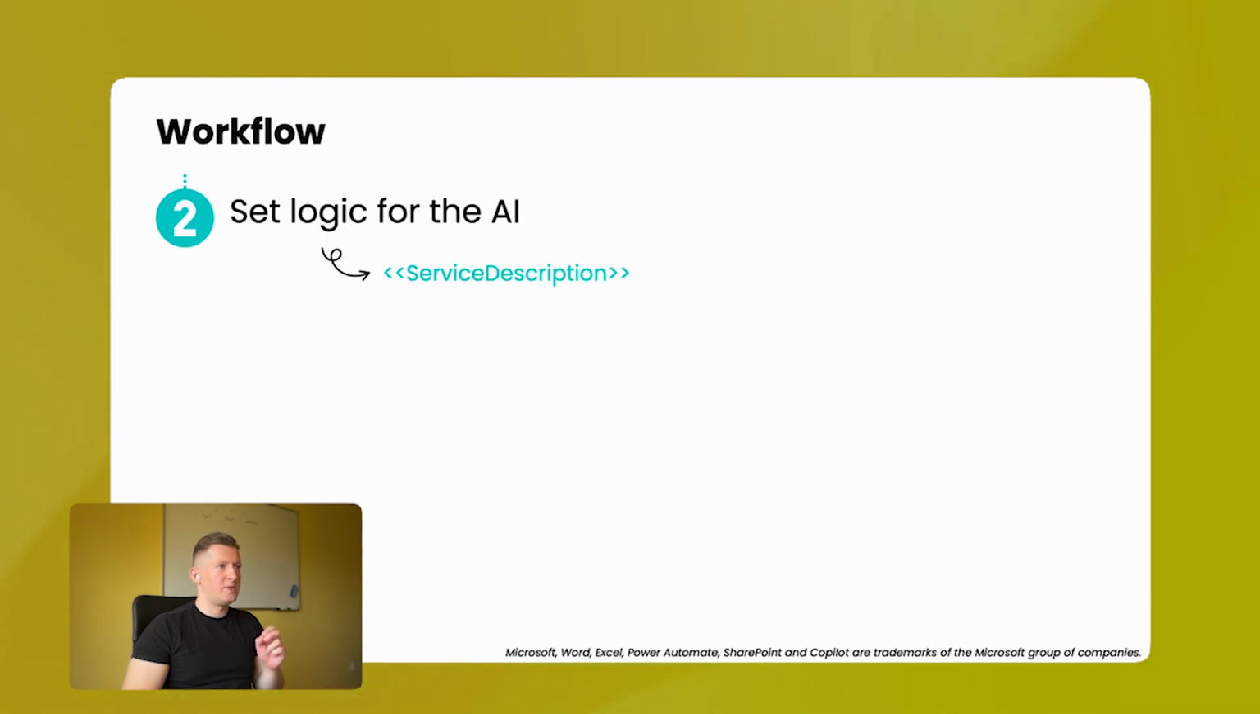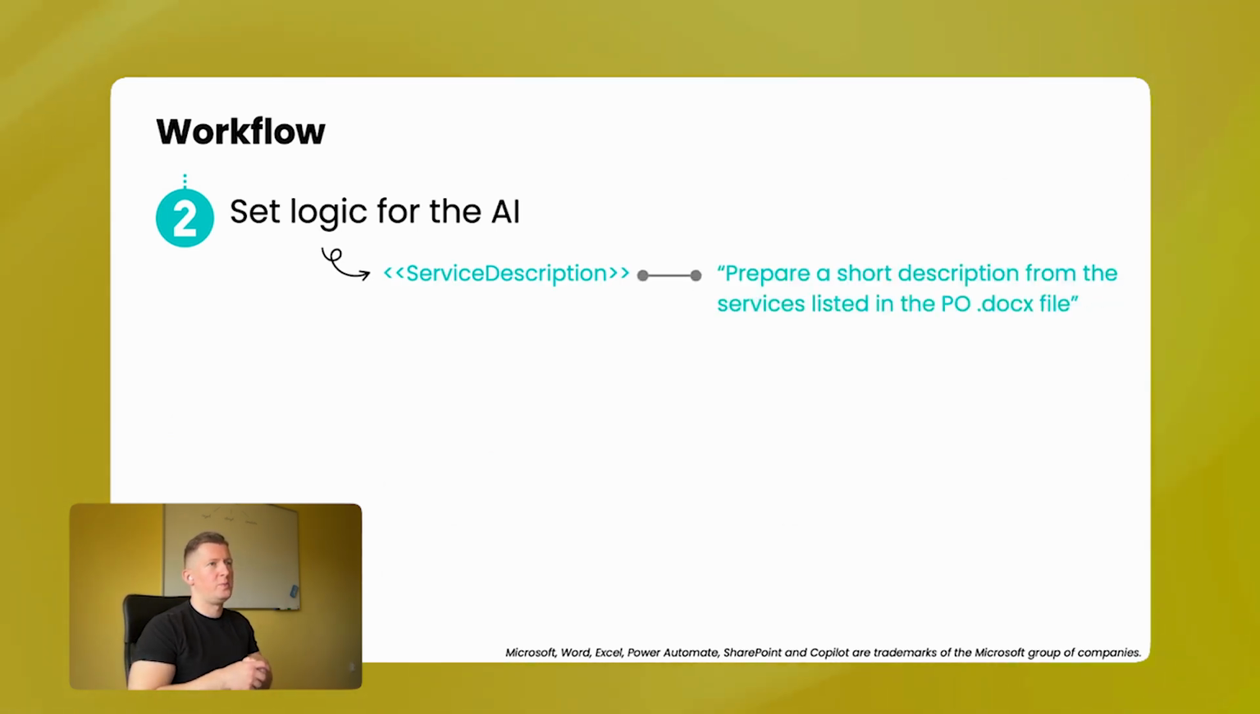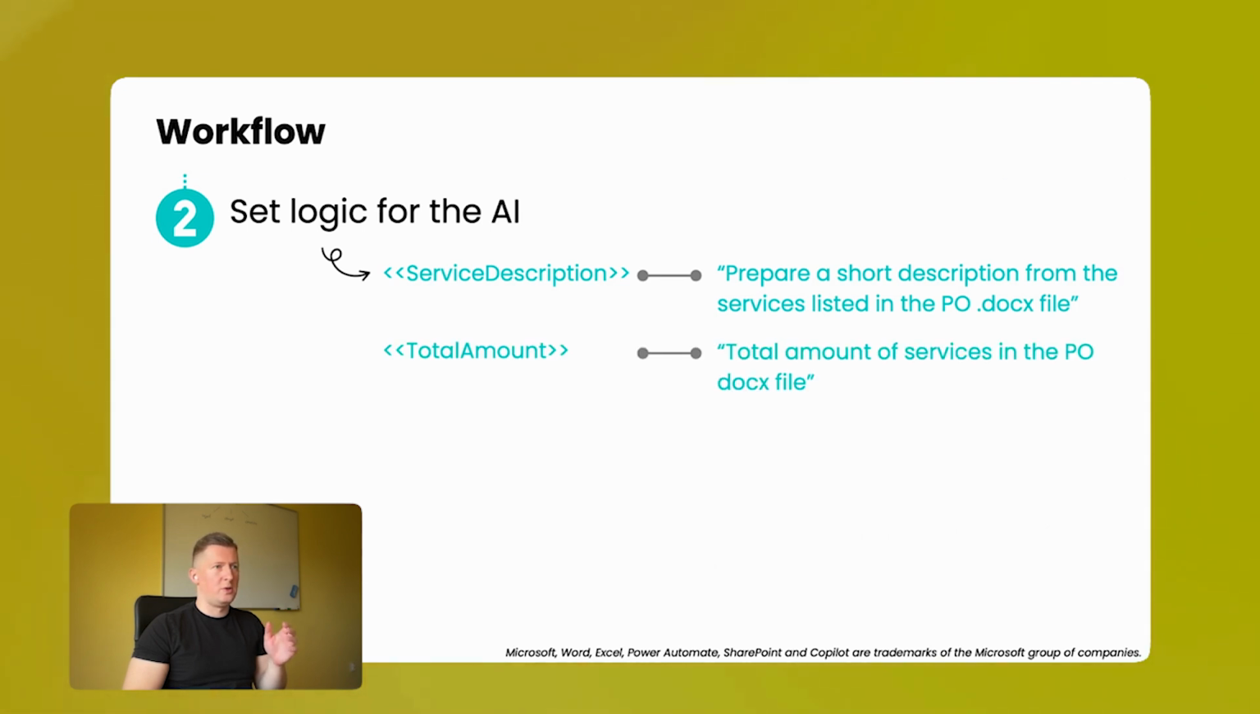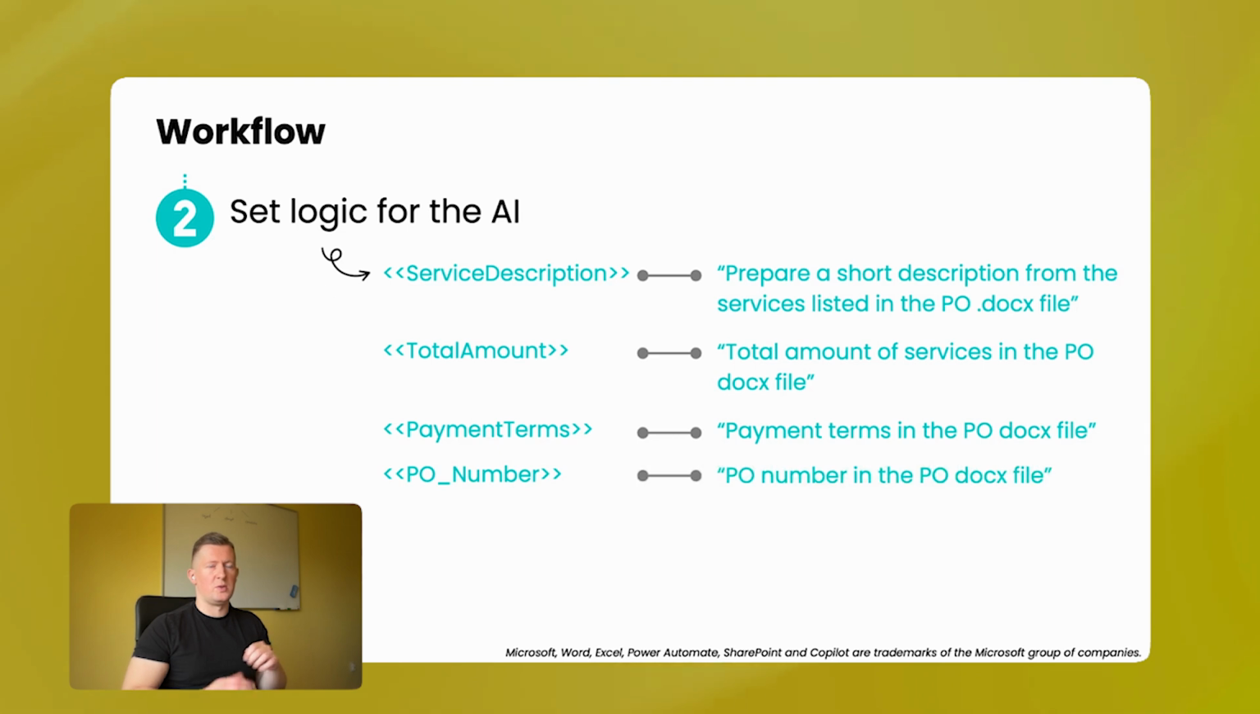We also have the service description. I had the prompt to prepare a short description from the services listed in the purchase order document from this table that we talked about in the very beginning. The total amount of the services, the payment terms, and the purchase order number, these can be found all in the purchase order document.